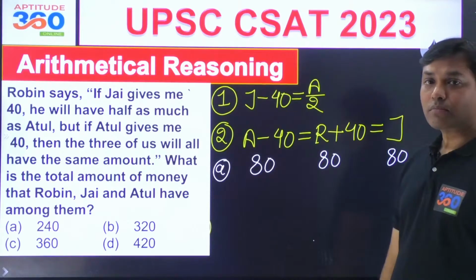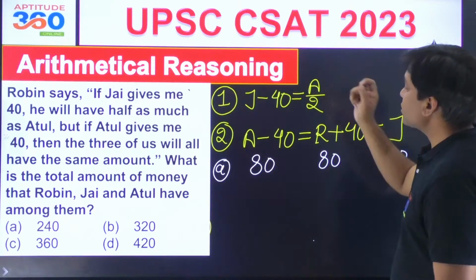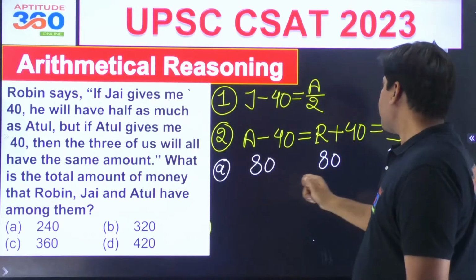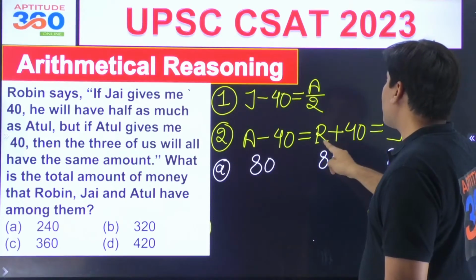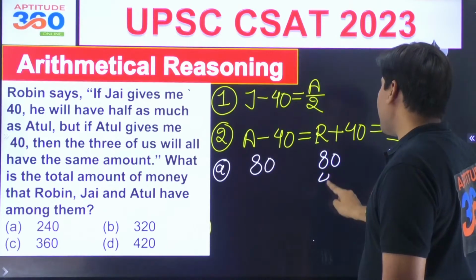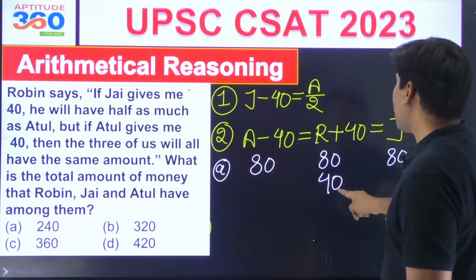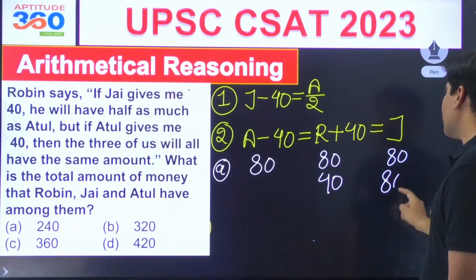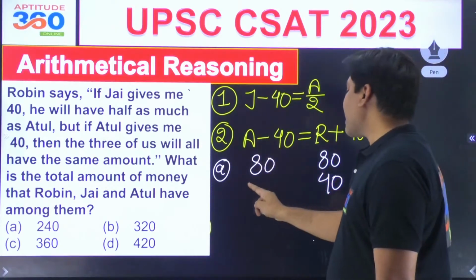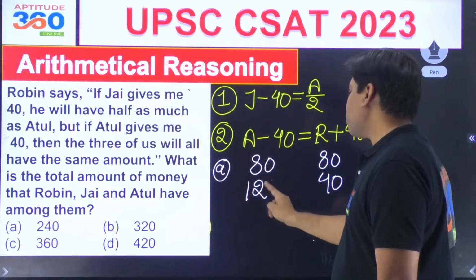ठीक है जी. Now can I apply my first condition? So how many J has got this? अब Robin plus 40 is this, so Robin के पास में रहा कितना होगा? Actually Robin के पास actually रहा होगा 40, and अतुल के पास में actually कितना रहा होगा? It would have been 120.